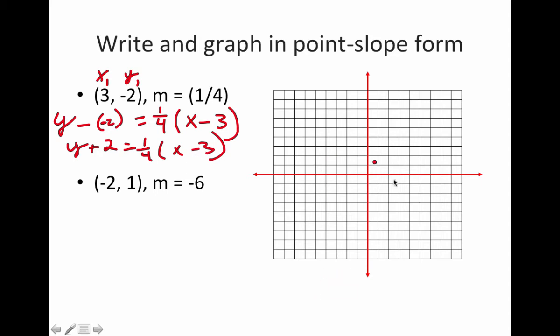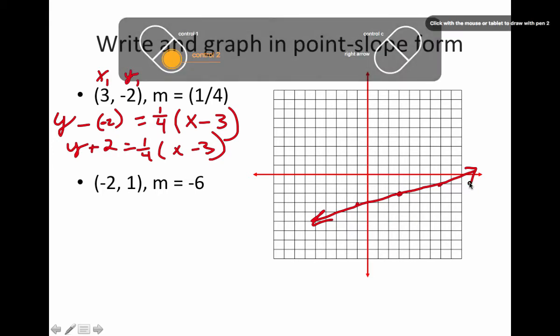I can graph this by going onto the graph. I'm going 1, 2, 3, 1, 2. Now apply the slope of 1/4. Up 1, right 4. And I could also go down 1, left 4. And then I have my line. Isn't that wonderful? Isn't that fun?